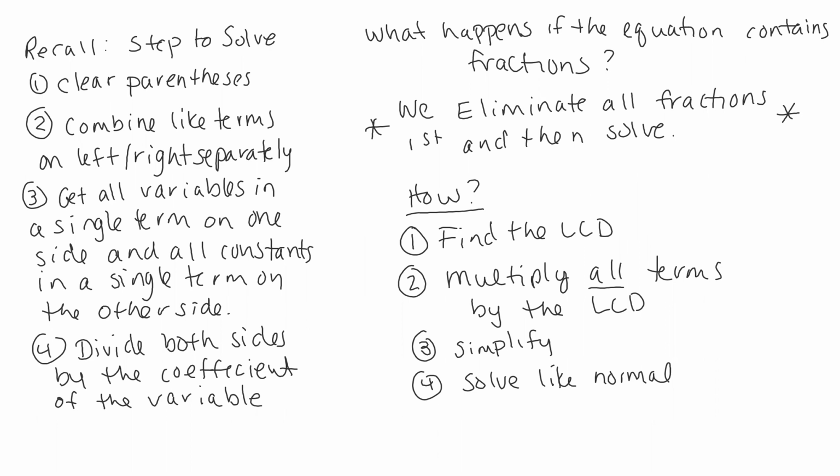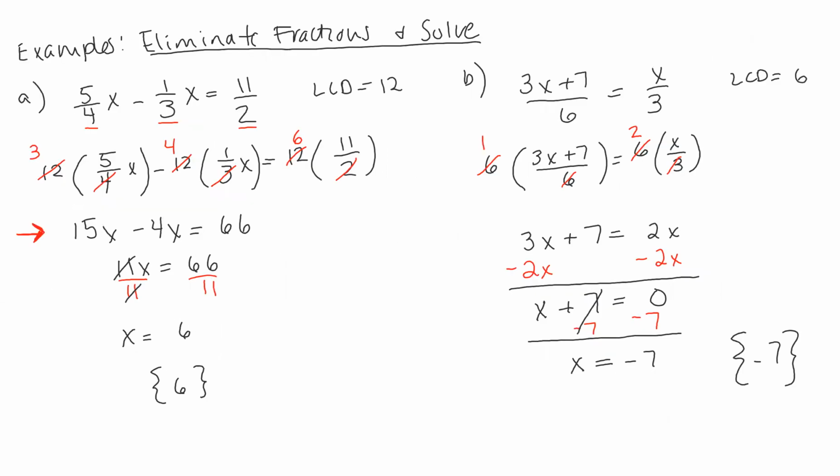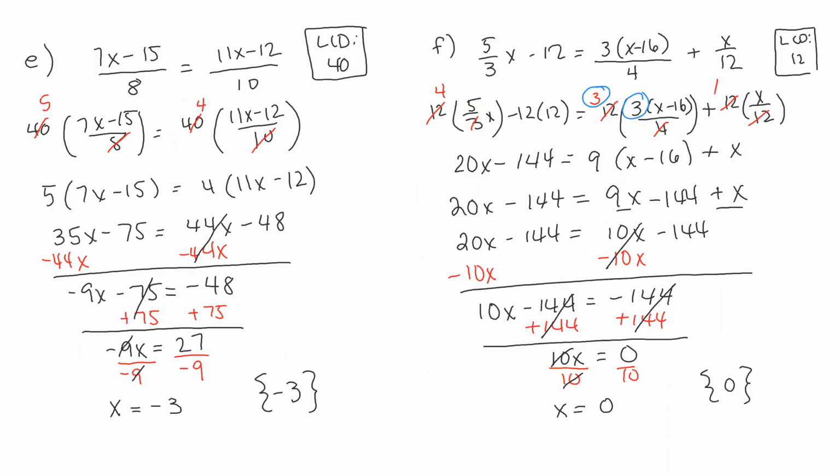But what was presented to us in this video is, what do we do if we have a bunch of fractions? Fractions, we already know, just complicate things. So we already have a fairly complicated process of solving an equation. If we add fractions to it, it just complicates that process further. So what do we do? We eliminate the fractions. The way we eliminate fractions is we find the LCD, multiply all terms, all of them, whether they look like a fraction or not, all terms get multiplied by the LCD. You simplify, and then you solve like normal. So we looked at several examples of how we would solve equations that contain fractions.